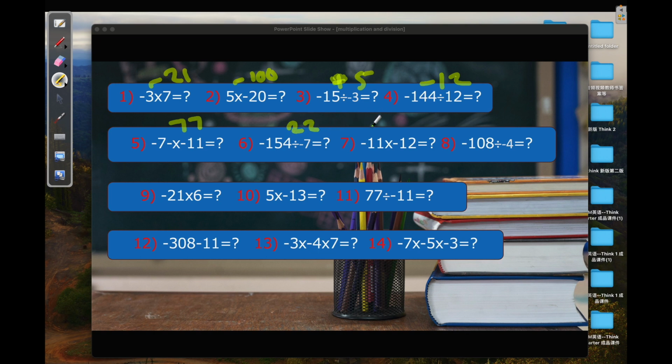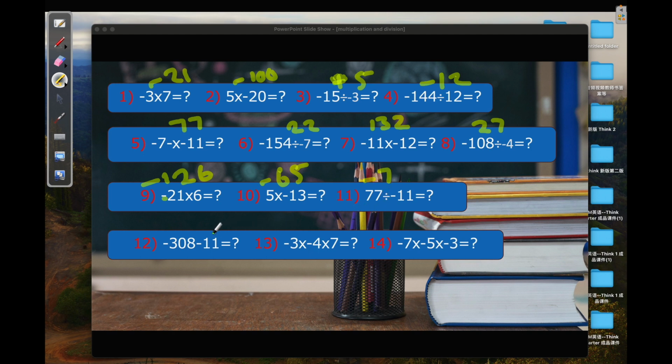Number 7 is 132. Number 8 is 27. Number 9 is 126 here because we have a negative, so it's minus 126. And number 10 is minus 65. Number 11 is minus 7.